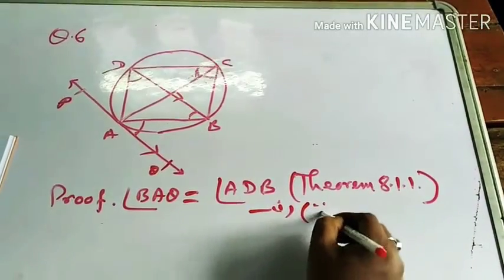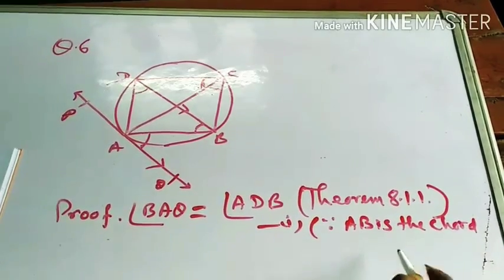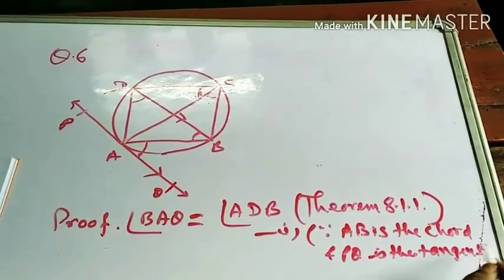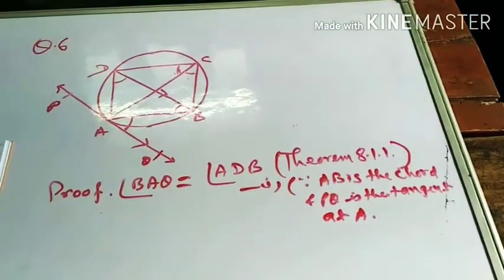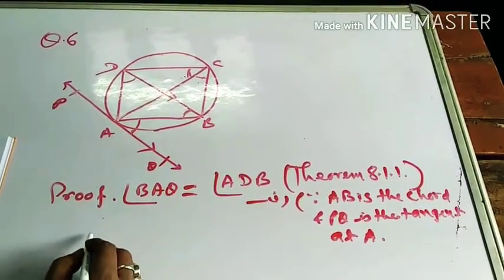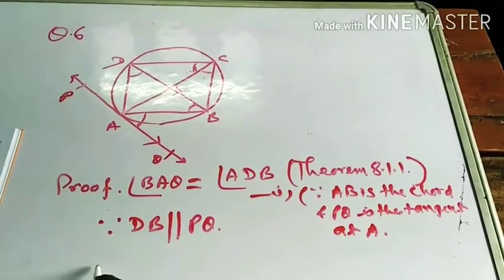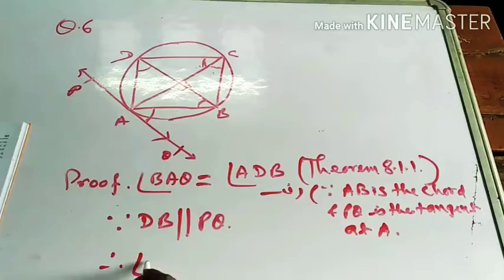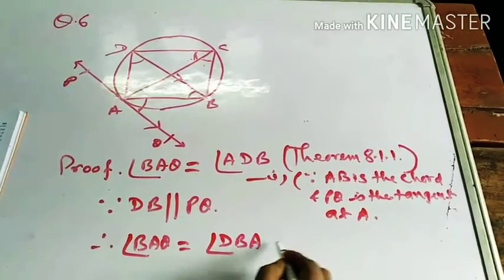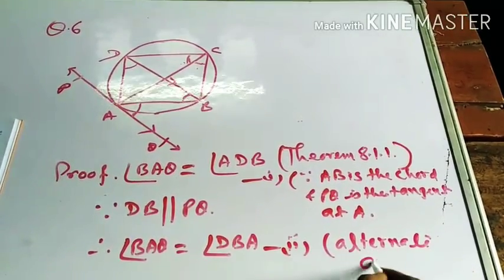Now again, since AB is the chord and PQ is the tangent at A. Now since DB is parallel to PQ, therefore angle BAQ is equal to angle DBA, equation 2, alternate angles.